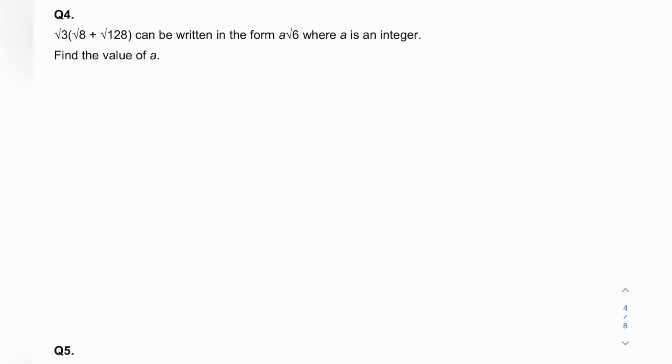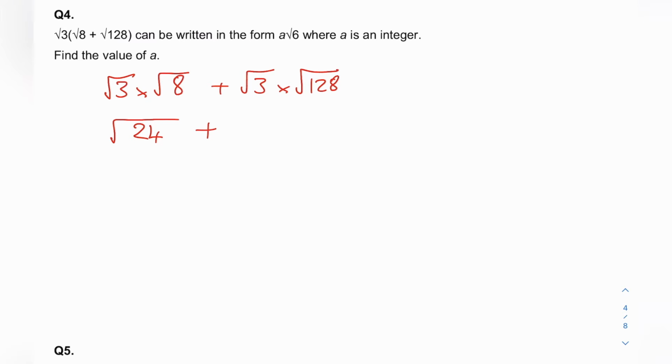Looking at question 4, it's very similar. We've got to expand our single brackets. So first of all, we've got to do root 3 multiplied by root 8 add root 3 multiplied by root 128. We use our first surd rule, which allows us to write this under one square root, and we do 3 multiplied by 8, which is 24, and we do 3 multiplied by 128, and that's equal to the square root of 384. So now we've got to try and get to the answer in the form a root 6.